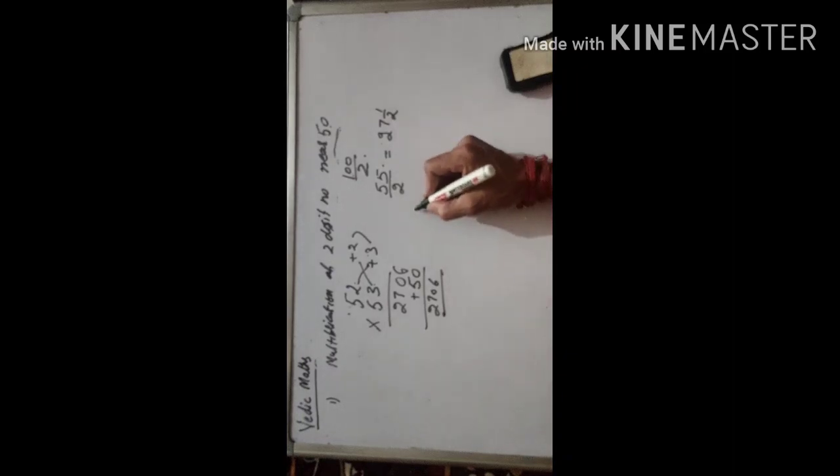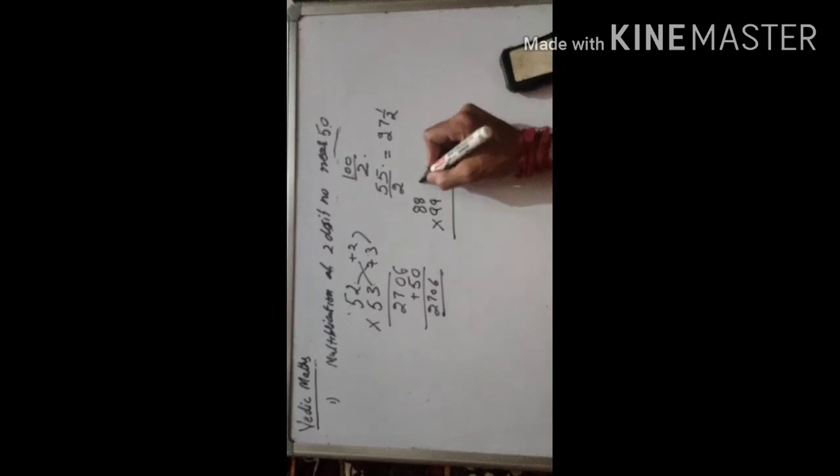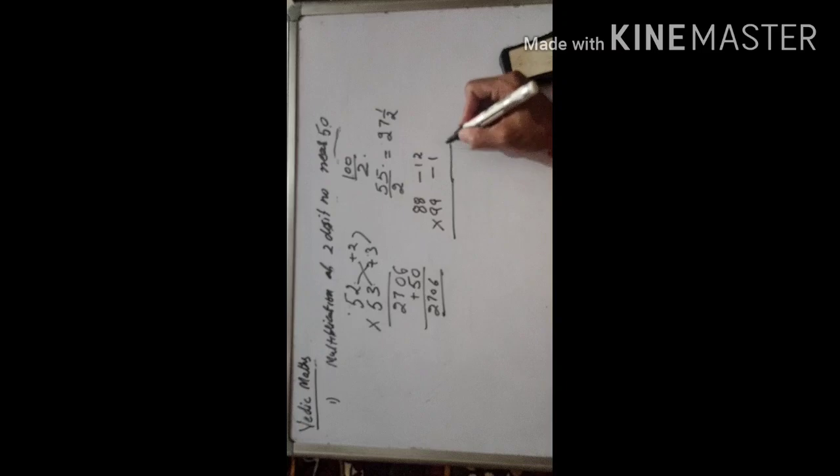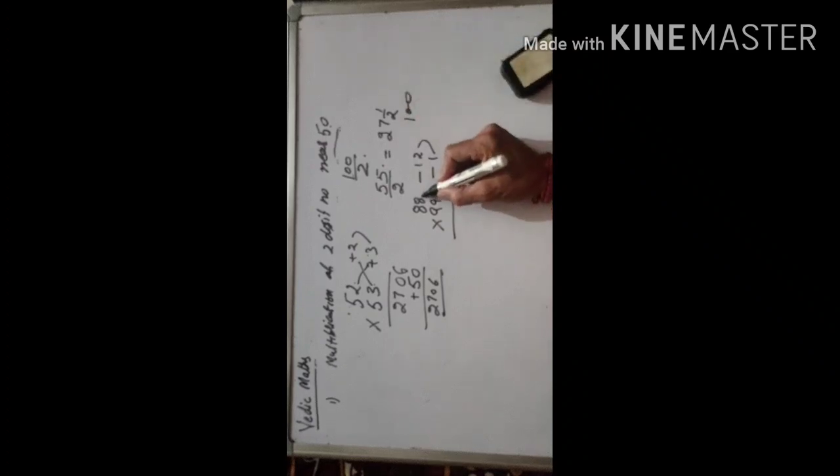Now if you want to multiply, suppose the question is 88 multiply by 99. This is minus 12, this is minus 1. 12 ones are 12. That is a 2-digit number. We have to put 12 here. 2-digit number already, base is 100. Now this minus is 87. This minus is also 87. Answer is 8712.